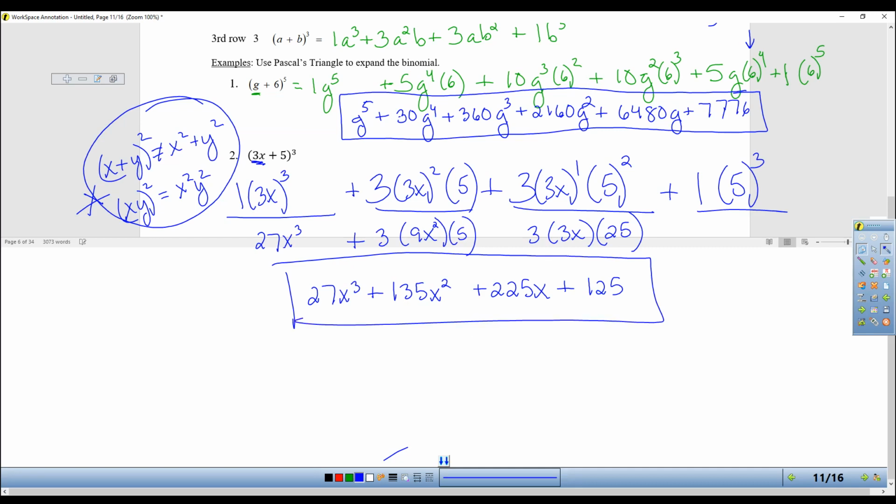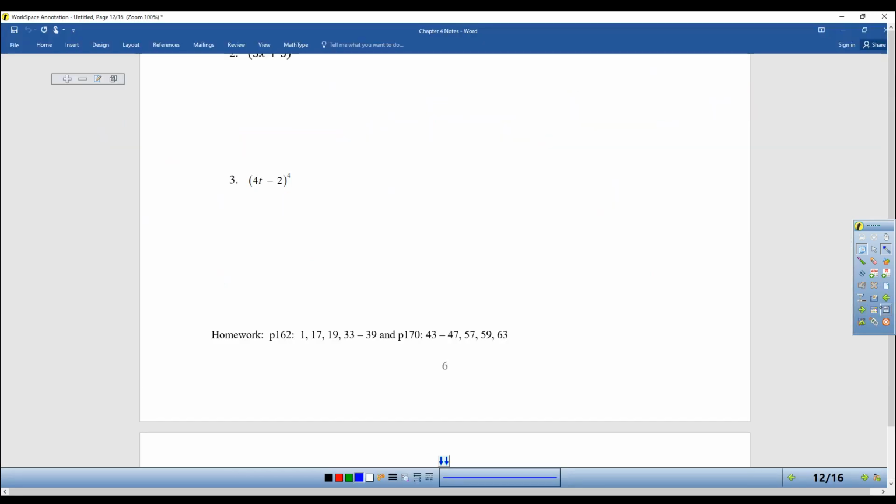If I had a choice between doing this or doing 3x plus 5 times 3x plus 5 times 3x plus 5, I personally like Pascal's triangle. I like that I can know the coefficients. That's step one. Step two is counting down whatever the first term is and then counting up the other term. So it's pretty cool. We have one more to practice on.